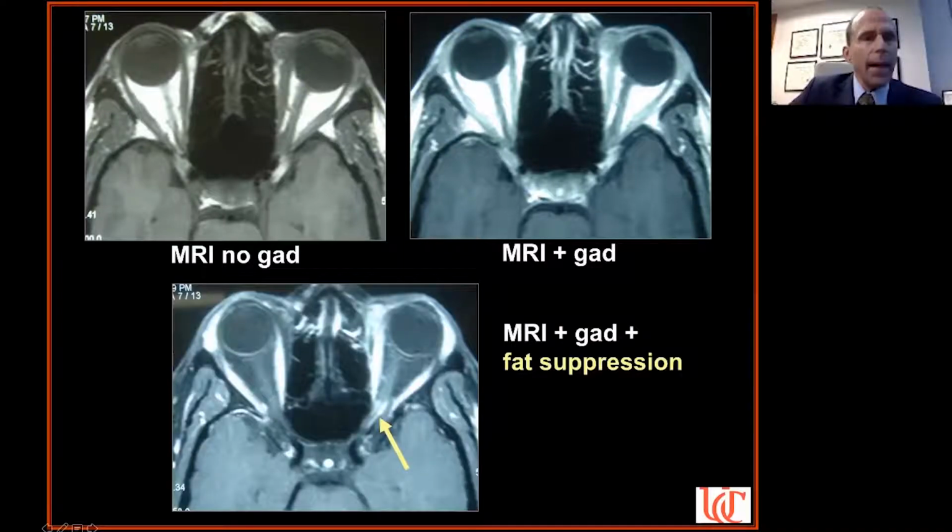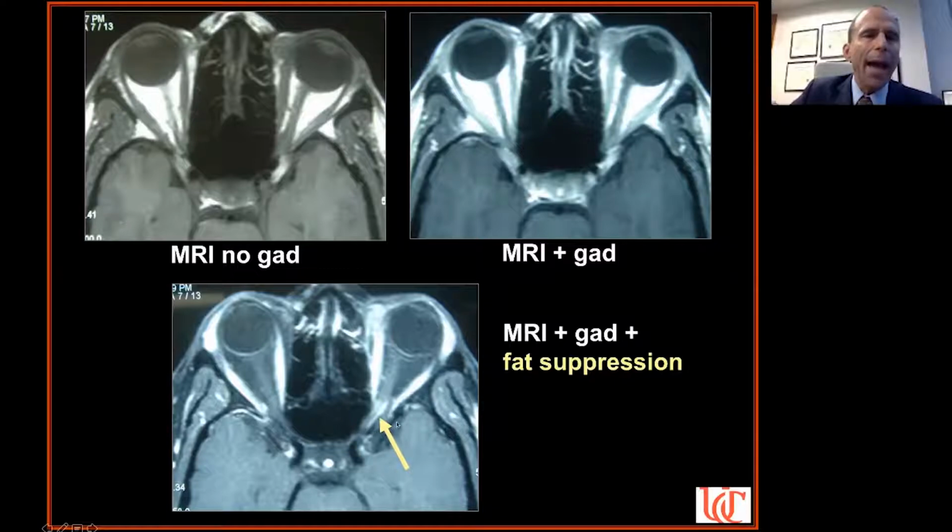Here is the MRI, same patient, with gadolinium and with fat suppression. Now the fat is gone. This is just a software sequence, so the fat is black because of this fat suppression computer program. Now look back here at the back of the eye socket. Whereas this enhancement used to blend in with the orbital fat, now it's much more obvious that there is an abnormality.